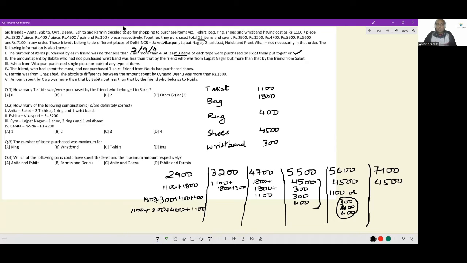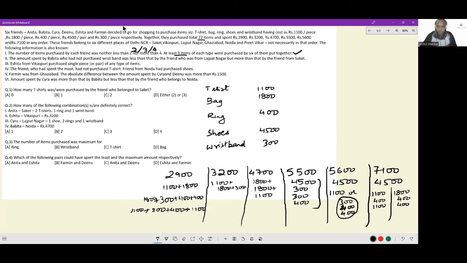Now I need 2600 here. For 2600, I can do it in 2 ways: either 1100, 400, and 1100, or 1800, 400, and 400. Both these cases are possible.